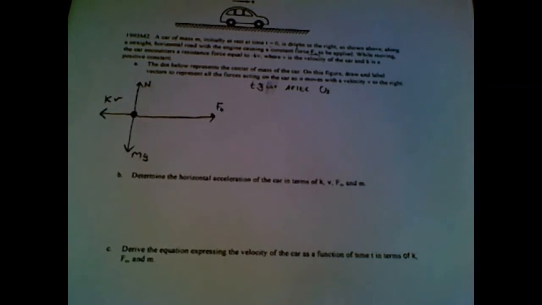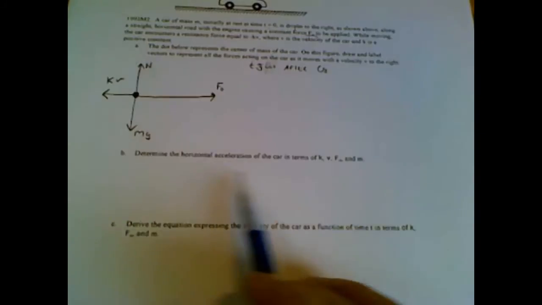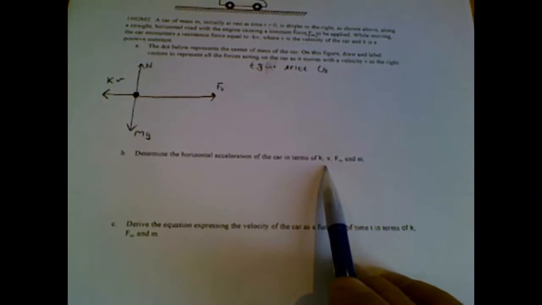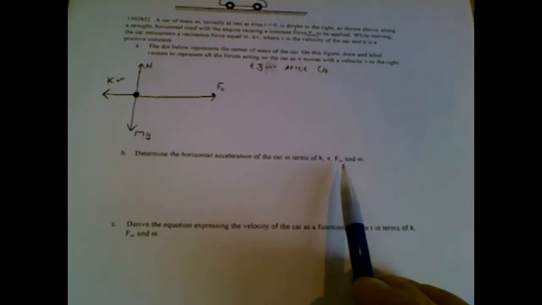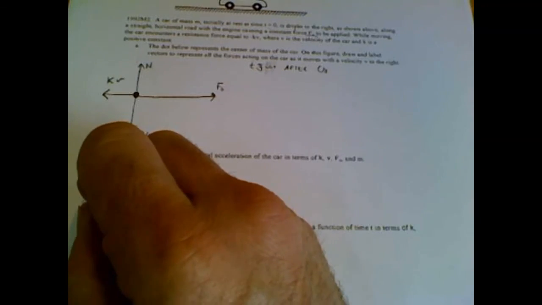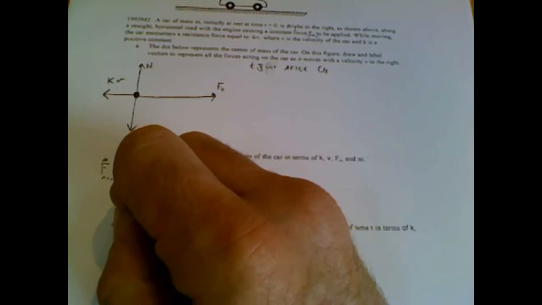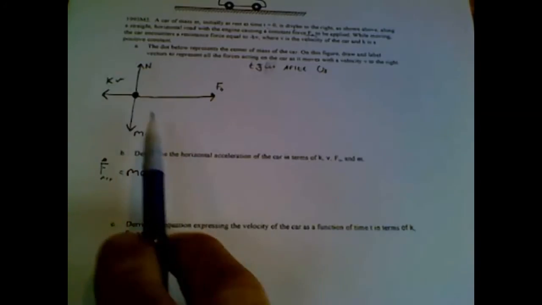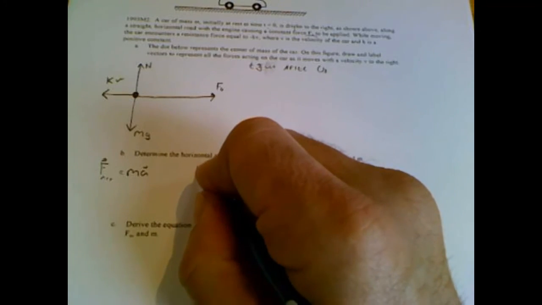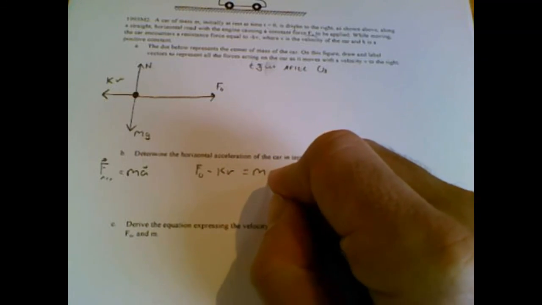Now, part B, as I said earlier, is really the meat and potatoes of this question, even though it is pretty easy. Determine the horizontal acceleration of the car in terms of k, v, F naught, and m. So I'm going to go right to my bread and butter of what I always love. I want to say the net force, that's supposed to be a vector, equals ma, where my net force we can see is obviously F naught minus kV. So I'm going to say F naught minus kV equals ma.